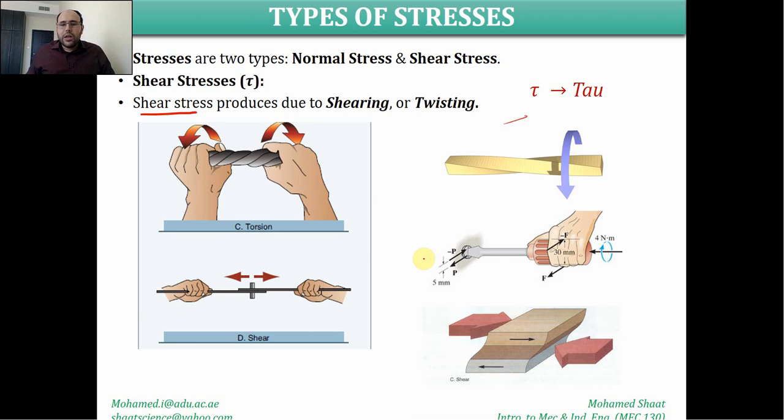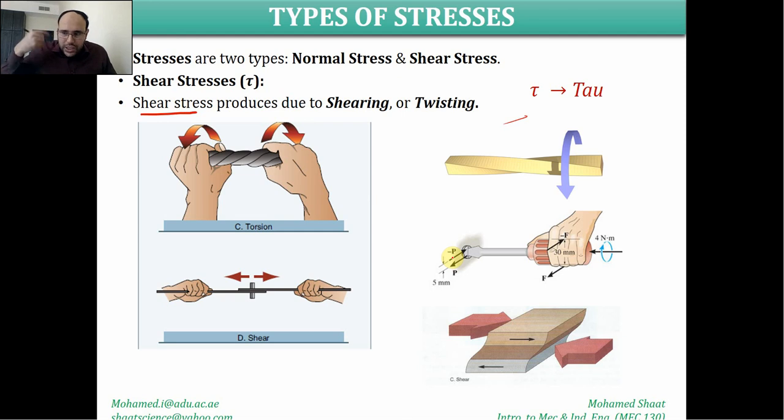Make sense? The same thing like the screwdriver. If you are using the screwdriver to screw this bolt into anything, into a wall or something, when you try to screw it, it means that you're going to rotate. This rotation is twisting. It is a form of twisting.